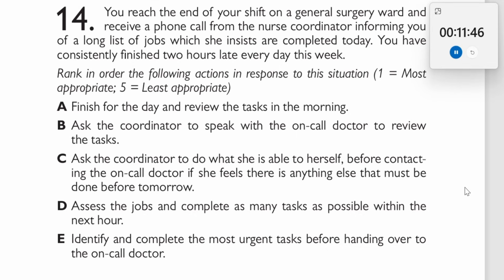Moving to 44. You reach the end of your shift on the general surgery ward and receive a phone call from the nurse coordinator informing you of a long list of jobs which she insists are completed today. You have consistently finished 2 hours late every day this week.